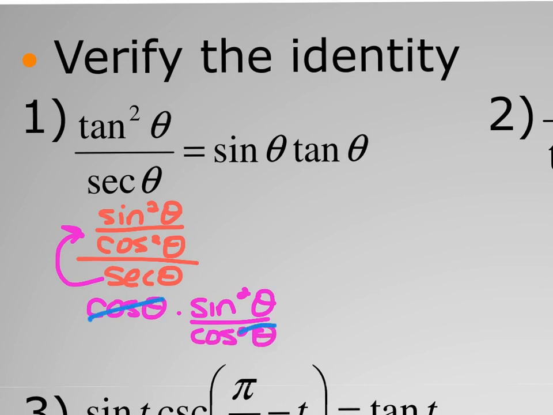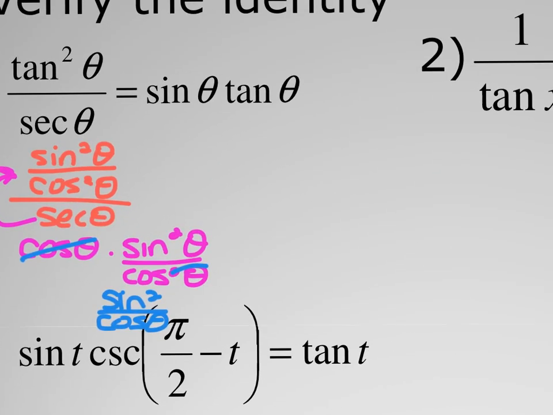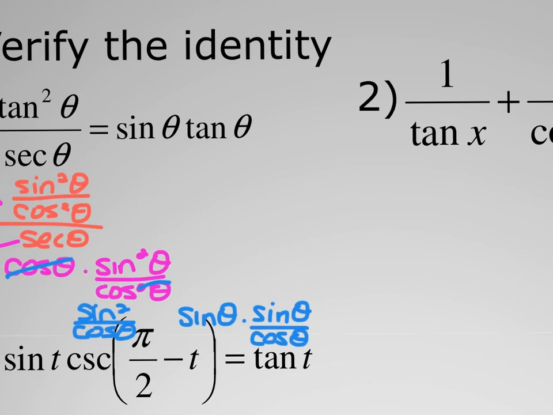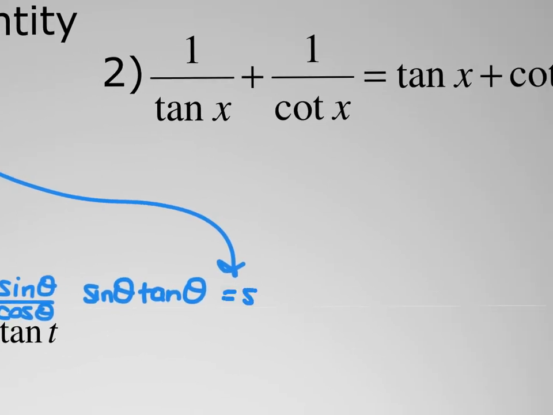Cosine's going to cancel with one of these cosines, and I end up with sine squared over cosine. This can then break apart to become sine theta times sine theta over cosine theta, which can be written as sine theta tangent theta. And that is equal to the other side.